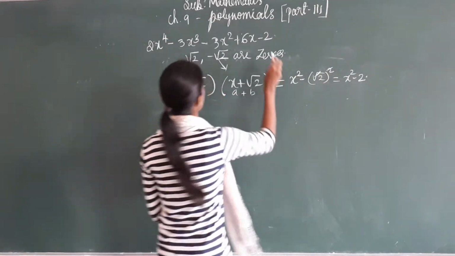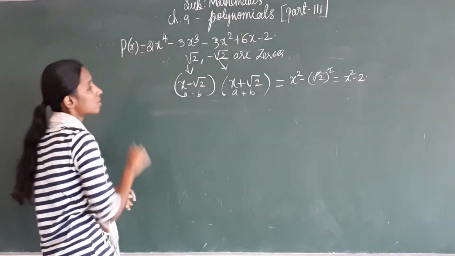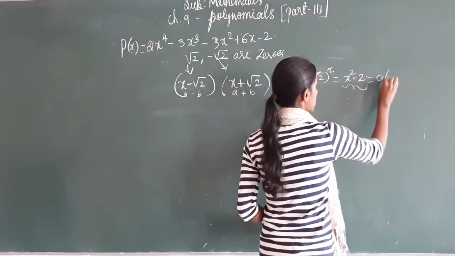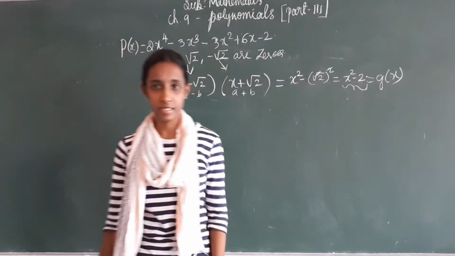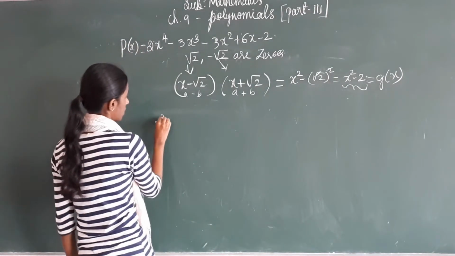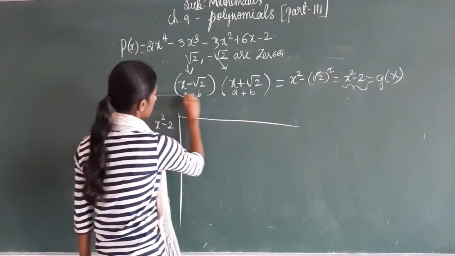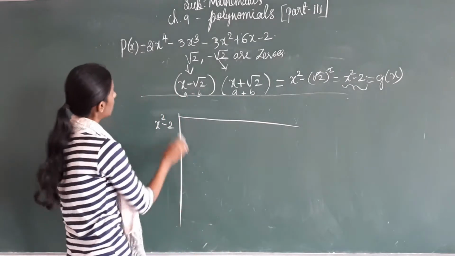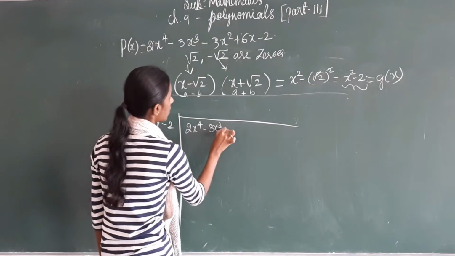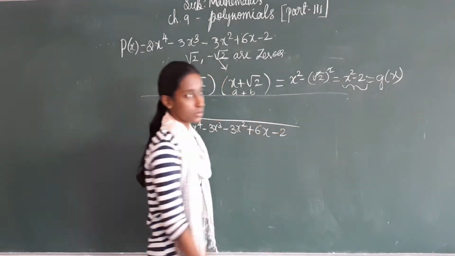So now this is p(x), that is your dividend. I take x² − 2 as g(x), that is your divisor. So let us do division: x² − 2 dividing 2x⁴ − 3x³ − 3x² + 6x − 2.